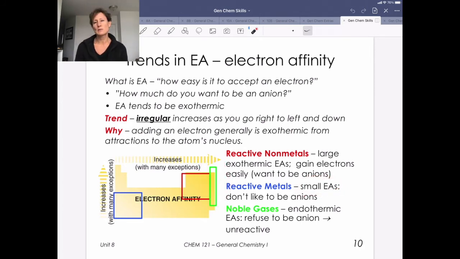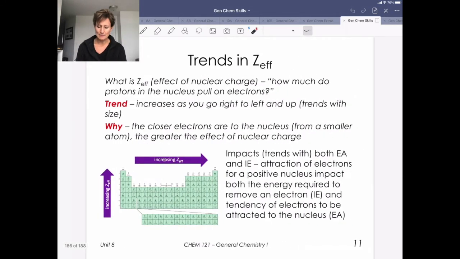Noble gases, just like we saw in the previous slide, don't really like to do any reacting at all. So these are endothermic. They refuse to be an anion. They're unreactive. They don't want to gain electrons. They don't want to lose electrons. So they have energies that correspondingly reflect that.